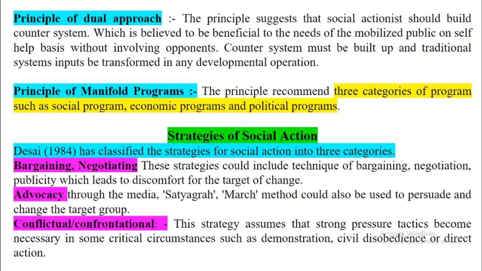Then conflictual and confrontational strategies. These strategies assume that strong measures, tactics, means, and techniques become necessary in some critical circumstances, for example demonstrations, civil disobedience, and direct action. So here are the conflictual strategies.